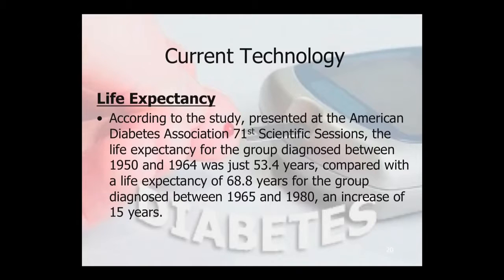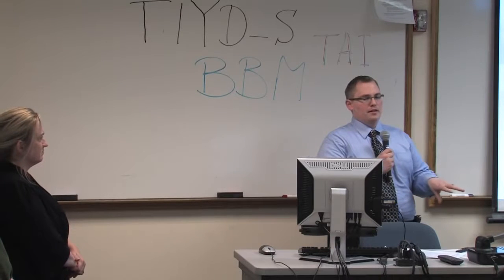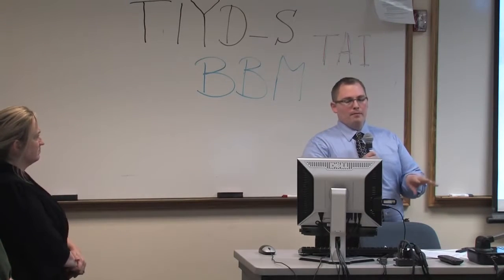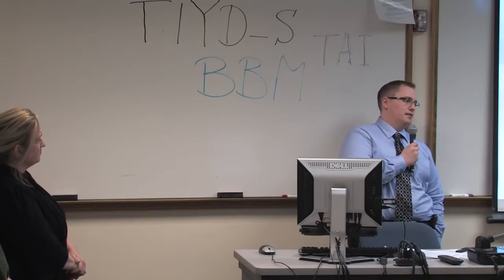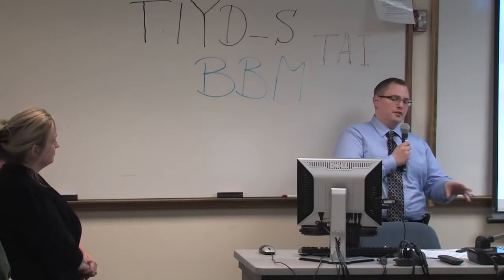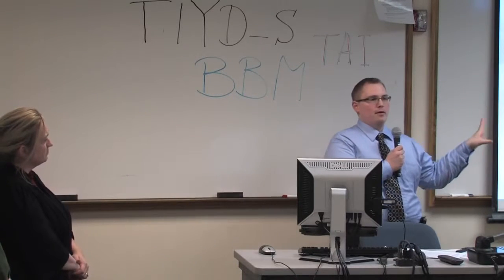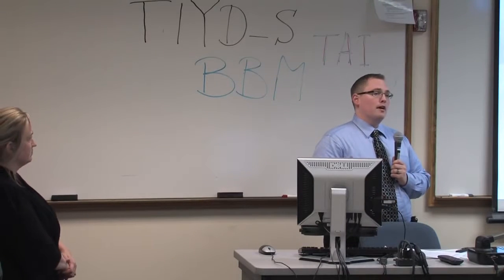The reason why this technology is so important, researching this, according to a study presented at the American Diabetes Association, the life expectancy from the group diagnosed between 1950 and 1964 was only 53.4 years, compared with a life expectancy of almost 70 years for the group diagnosed between 1965 and 1980. And that is just comparing old technology. That's not even comparing this newest stuff that just came out. So basically, this technology is extending the life of people with diabetes.